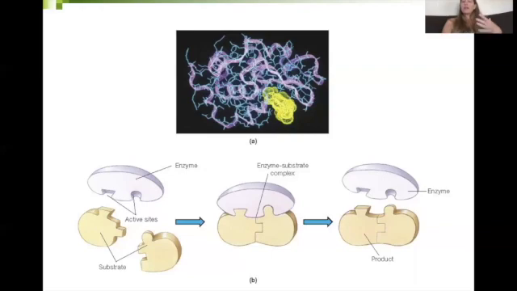What the enzyme does is cut down on the amount of energy necessary for this reaction to occur. It makes the reaction occur easier.